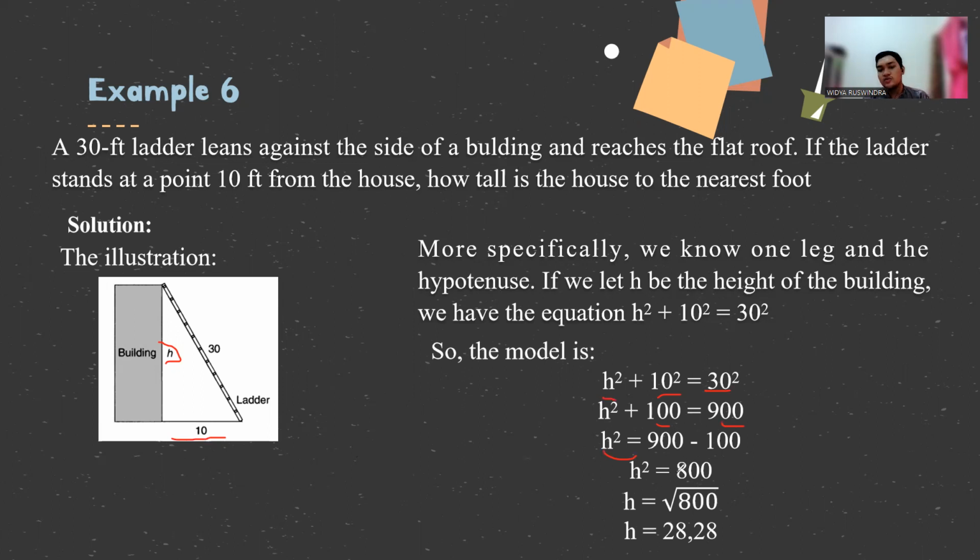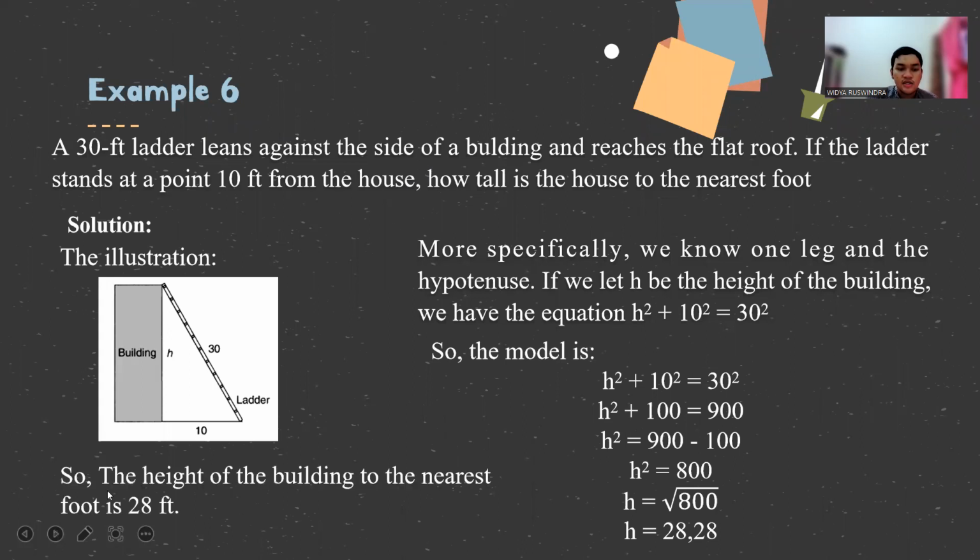So we take the square root of both sides. We get h equals the square root of 800. So the h value will be 28.28. The question is, how tall is the house to the nearest foot? So the conclusion is that the height of the building to the nearest foot is 28 feet.